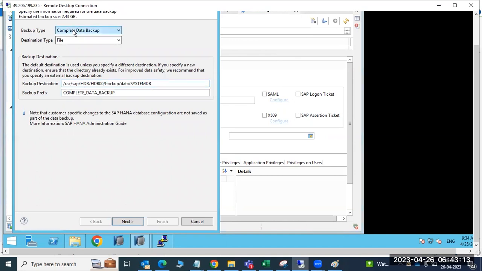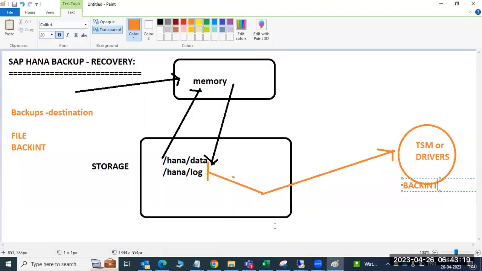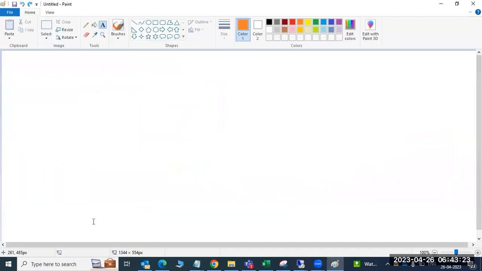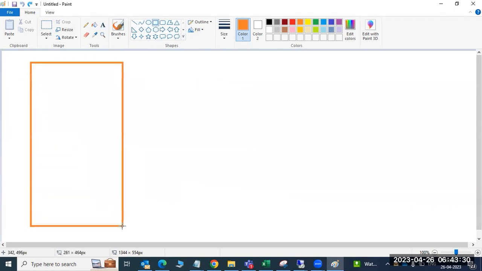Okay, so I will explain about the complete DB backup, differential backup, and incremental backup. What is this? I will explain all these backups. This is one of the important points. So what does a complete DB backup mean? Complete backup means it will take the complete backup of our database, so the entire data will be backed up.